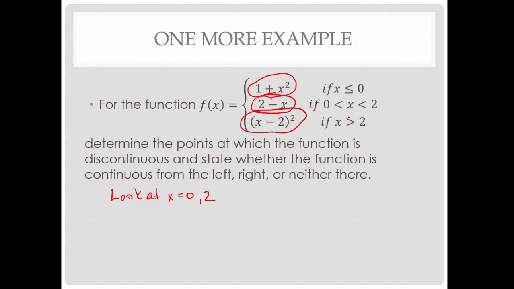So I have two places to look for discontinuities. For each one of those, I need the same two pieces of information. I need f of 0, and I need the limit as x approaches 0 on the function. For 2, I need f of 2, and I need the limit as x approaches 2 on the function. Once I have those pieces of information, I'm going to be able to determine if it has a discontinuity. I'll also be able to tell what kind of discontinuity, and then whether it's continuous from the left, right, or neither there. So let's do that.